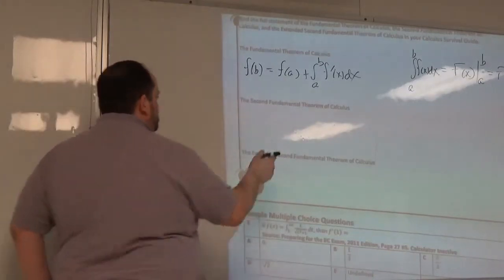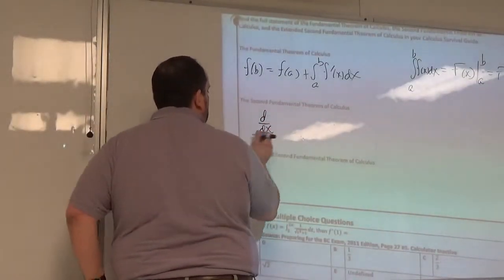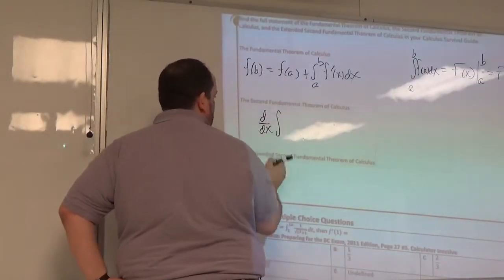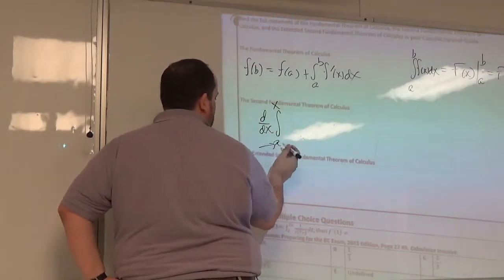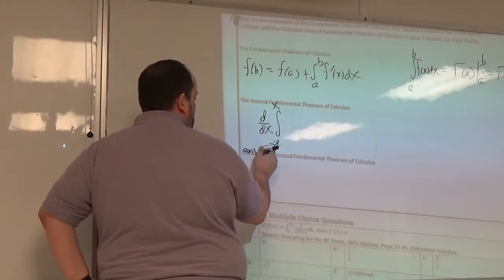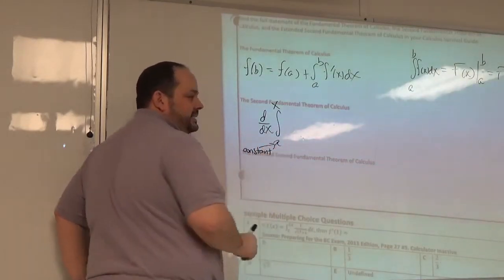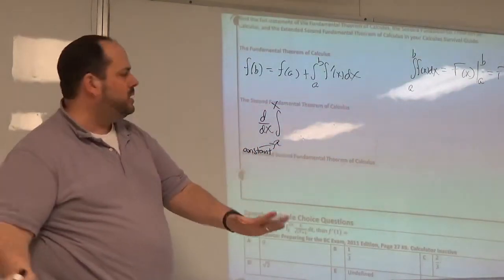So you've got to start with the derivative of the integral from a to a variable x. And the important thing to remember about a is that it has to be a constant. If it's anything else, this isn't going to work.